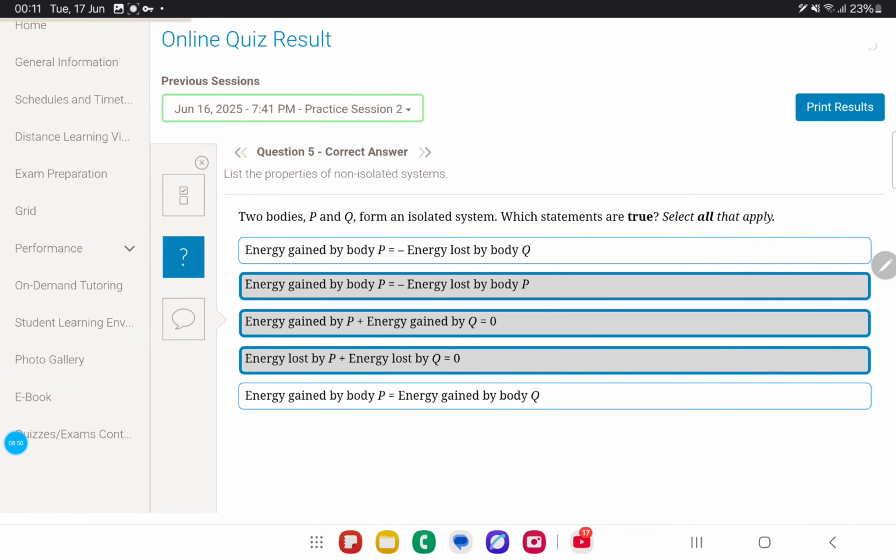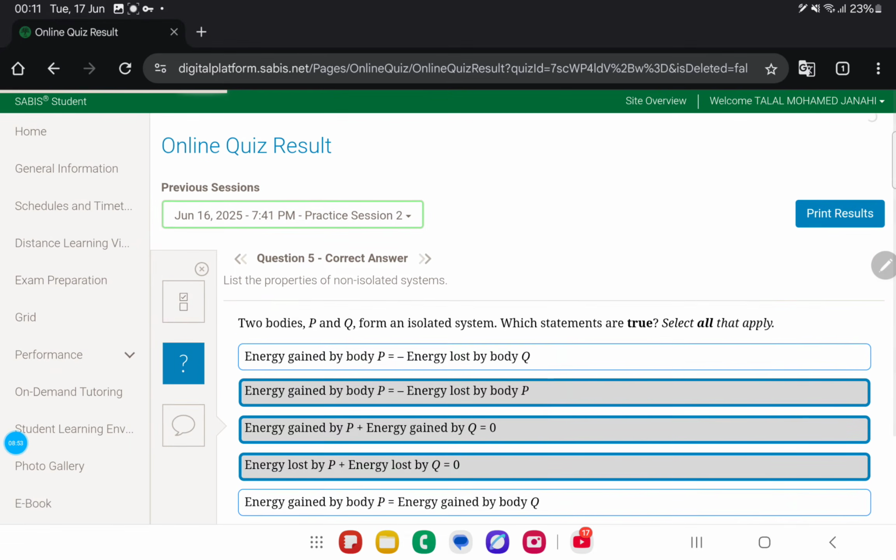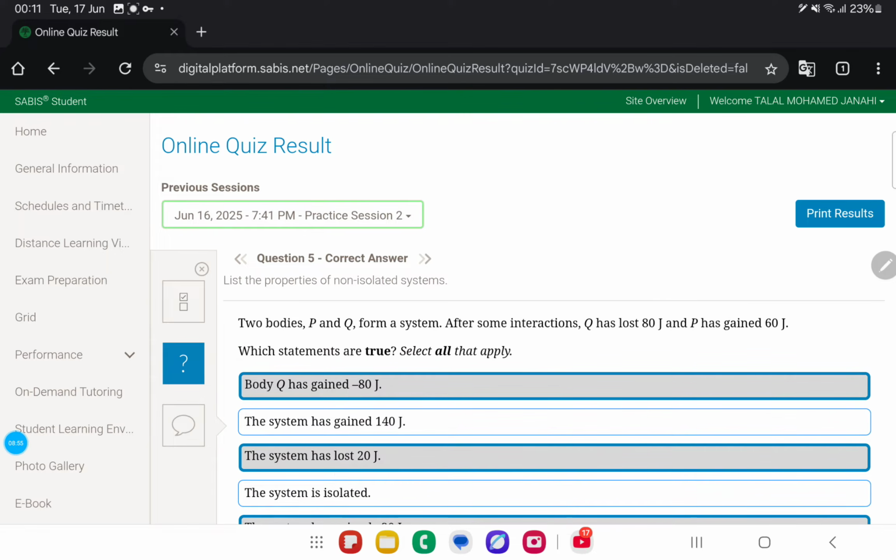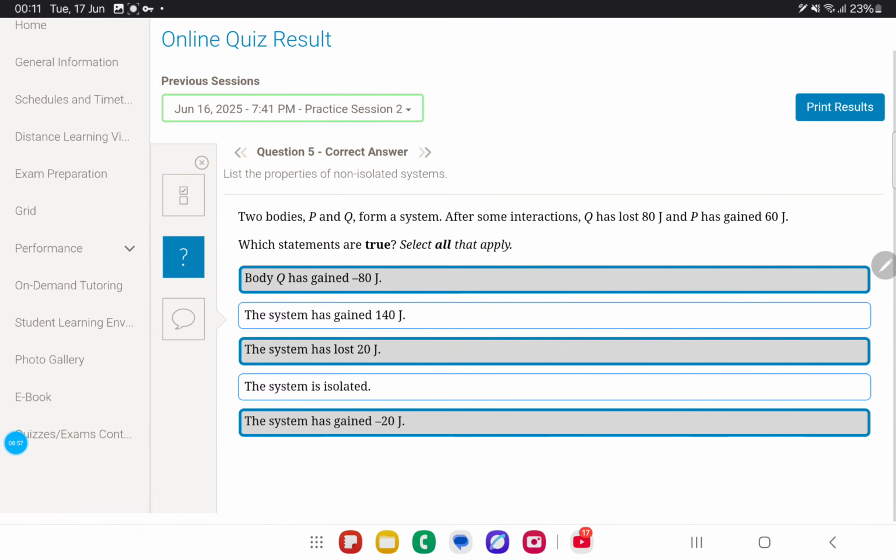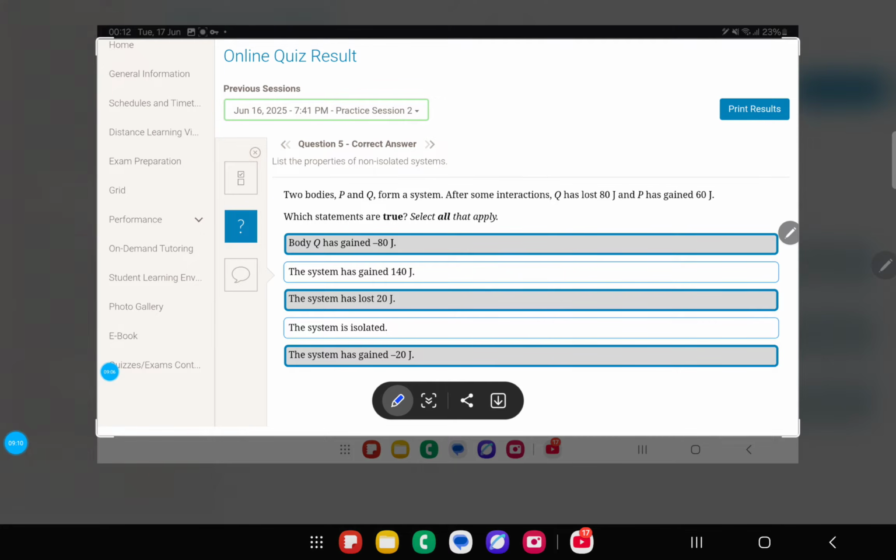Now to question 5. Do bodies P and Q form an isolated system? After some interactions, Q has lost 80 and P has gained 60. So here, you can see that the value changed. What does that mean? This is not an isolated system or closed system. It's open. So imagine that the rectangular thing I gave you before, the representation, imagine there's like an open gap, and the two bodies inside.